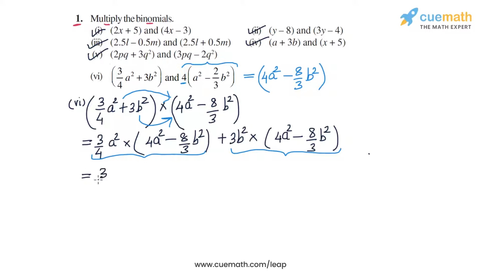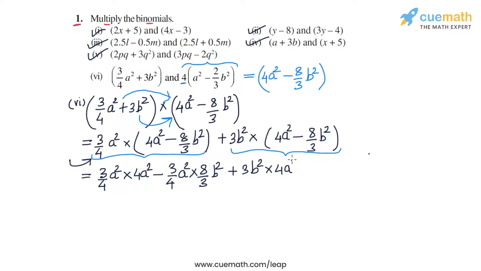Okay, now we have these two products, and we can expand each of these two products using the distributive law again. So we get 3 by 4a square into 4a square, and then minus 3 by 4a square into 8 by 3b square. So these two come out of the first product, in the previous expression. And then from the second product we get 3b square into 4a square, and then minus 3b square into 8 by 3b square. So now we have a total of 4 products in our expression. So let's find out the value of each.